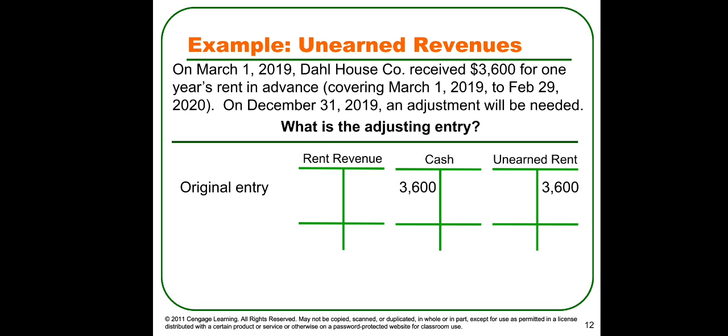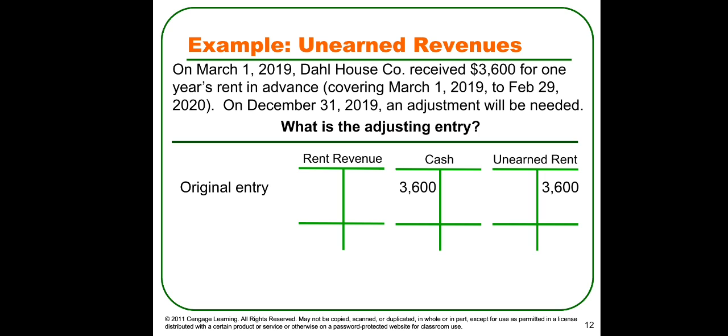Why is the 3,600 a liability? It is a liability because the business received the cash, but the business has to allow another party to use the space or building for the next 1 year. It is an obligation for the business to allow the rented building or space to be used by another party for the next 1 year. That's a liability. That's why on 1st of March, the business has to debit account cash and credit the liability account called unearned rent.